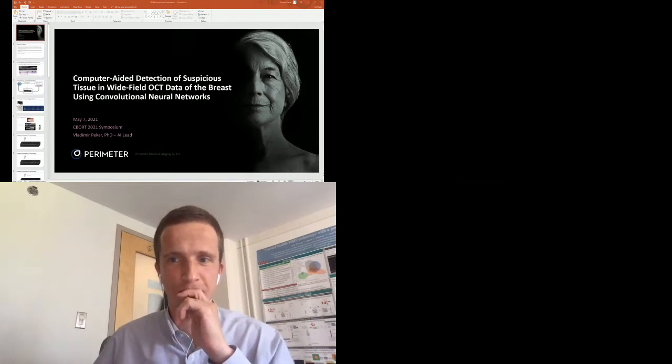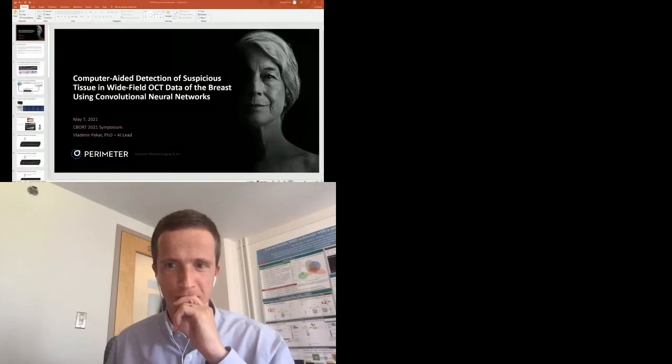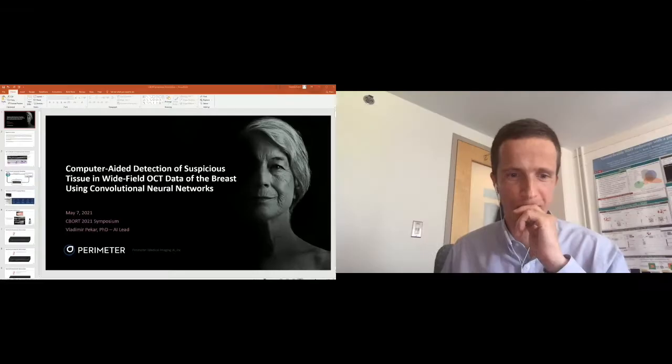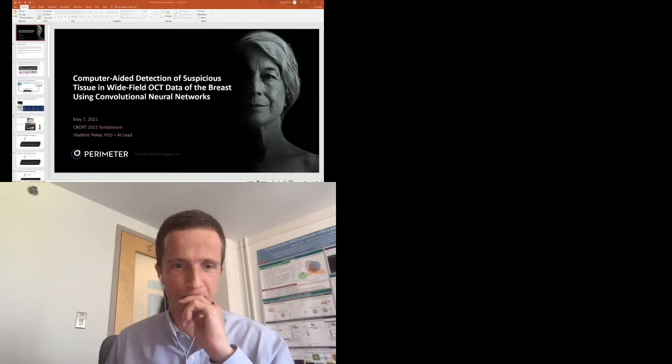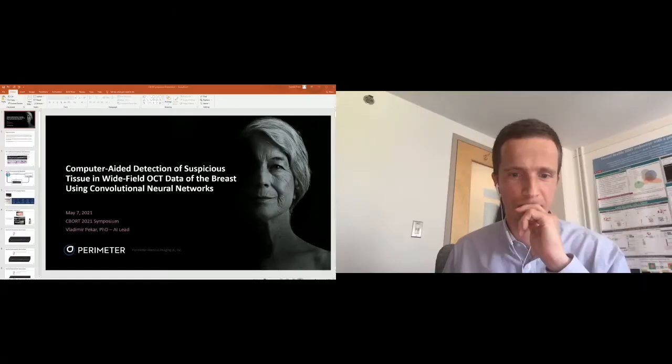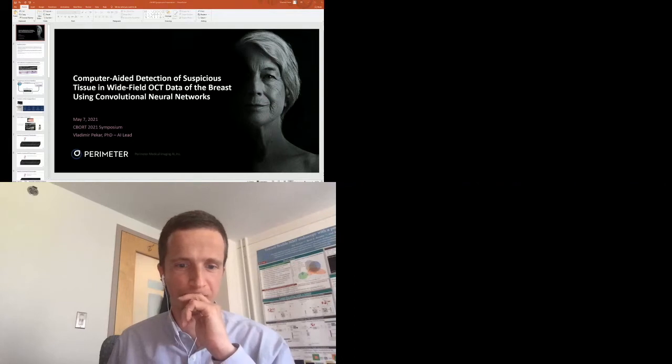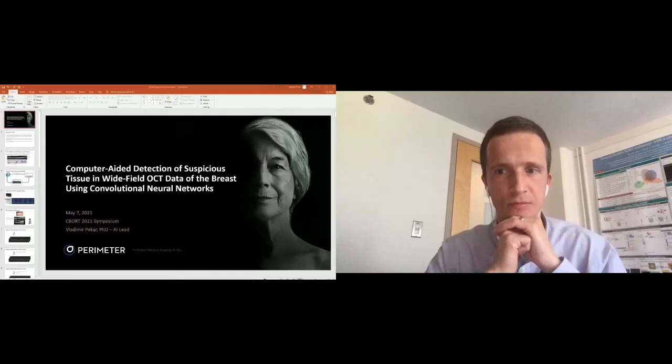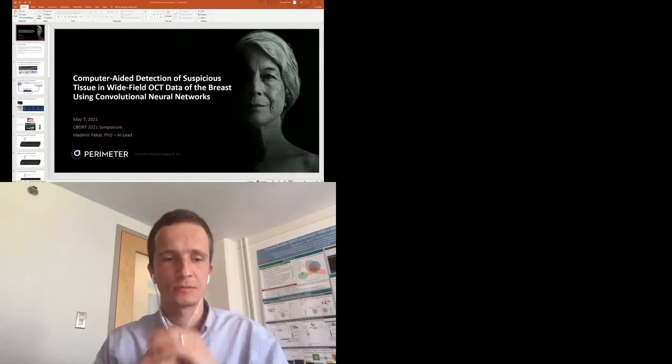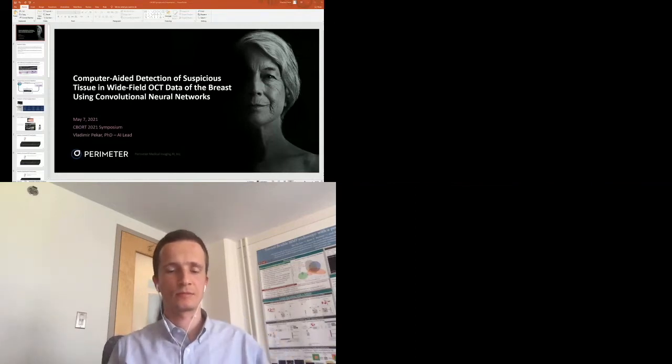So today's presentation is about computer-aided detection of suspicious tissue in wide field OCT of the breast using convolutional neural networks. Perimeter's OCT device is an FDA-cleared system for general indication. It's not really specific for breast, but in this presentation, the clinical application is breast, and the AI algorithm described has not been cleared yet and is not available for sale. It's a research prototype.